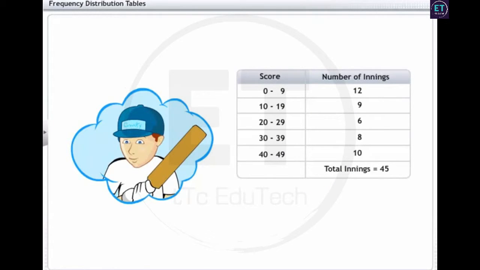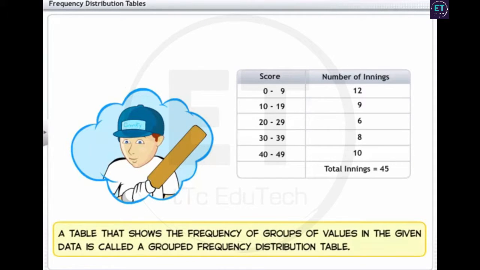Now, what have we done here? We have grouped the scores into classes like 0 to 9, 10 to 19, and so on. Note that this table does not show a frequency of individual values of data, but of groups of values. Each group has a fixed number of values. A table that shows the frequency of groups of values in given data is called a grouped frequency distribution table.